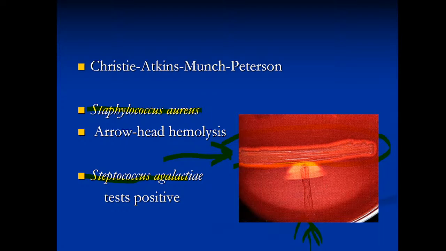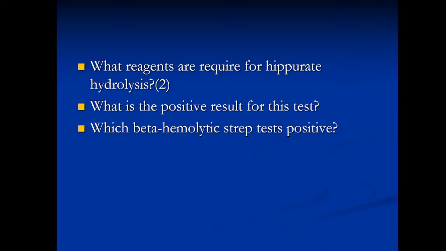Now, let's talk about hippurate hydrolysis. All right. So hippurate hydrolysis requires two reagents, sodium hippurate and ninhydrin solution. And the positive result for hippurate hydrolysis is purple. And the organism that will test positive for hippurate hydrolysis is Streptococcus agalactiae.